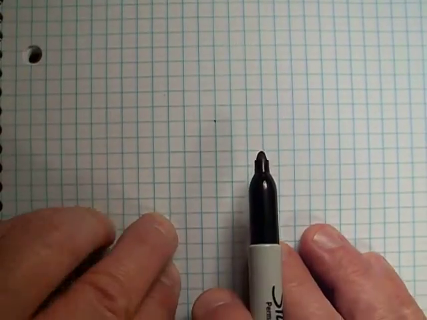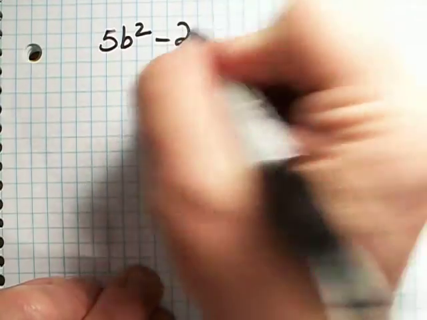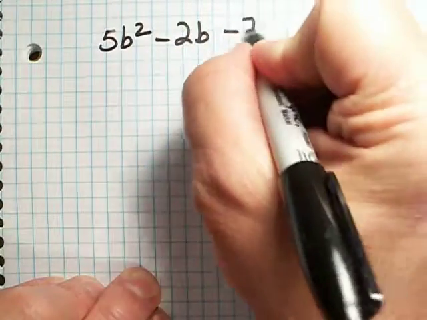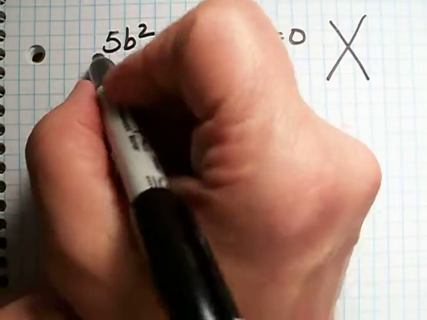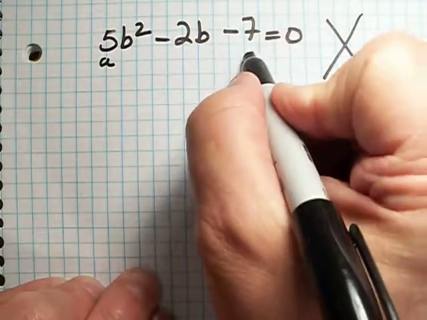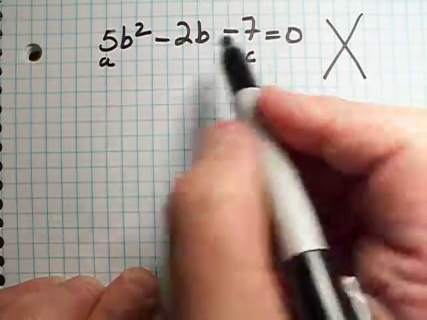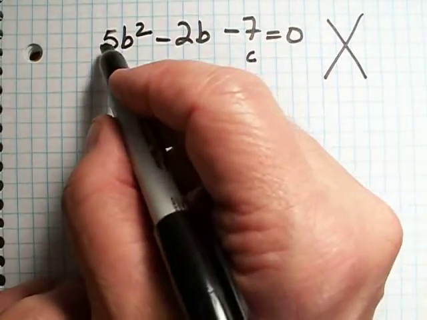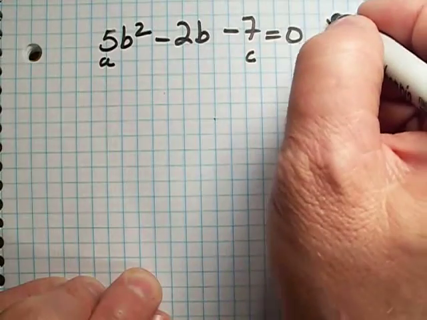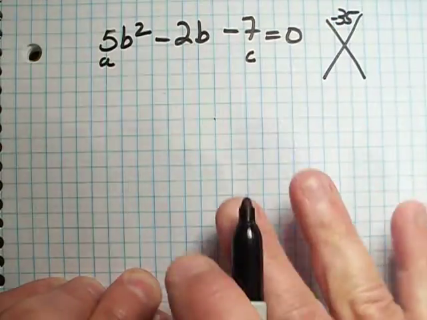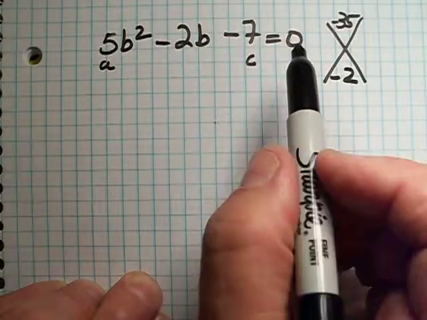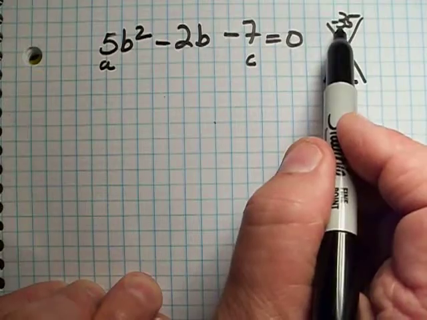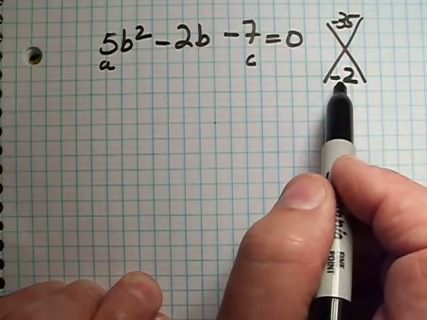So let's do another one. 5b squared minus 2b minus 7 equals 0. Okay, if I remember from quadratics, this is my a term and this is my c term. I'm going to use the AC method by multiplying 5 times negative 7, that's negative 35, and my middle term is negative 2. So I need two numbers that will multiply to negative 35 and add to negative 2.